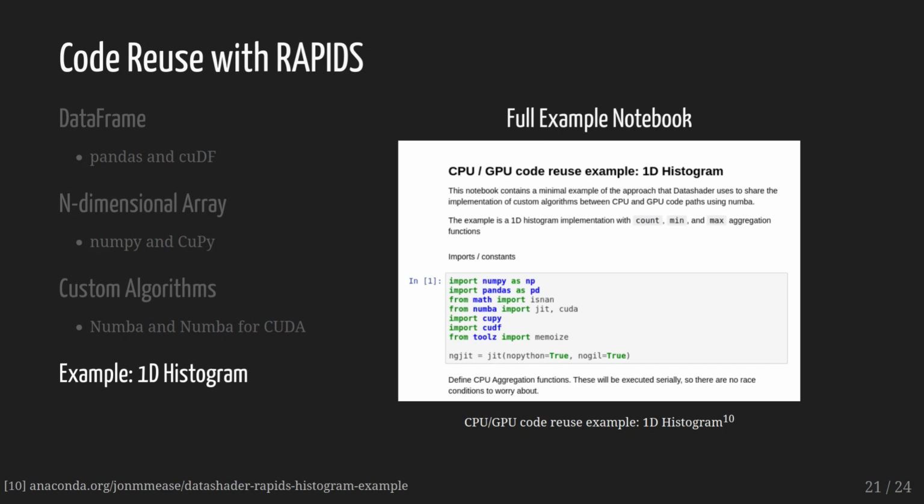To make this more concrete, I created a complete minimal example that uses these code reuse strategies to build a one-dimensional histogram library that supports CPU execution on NumPy arrays and GPU execution on CuPy arrays.